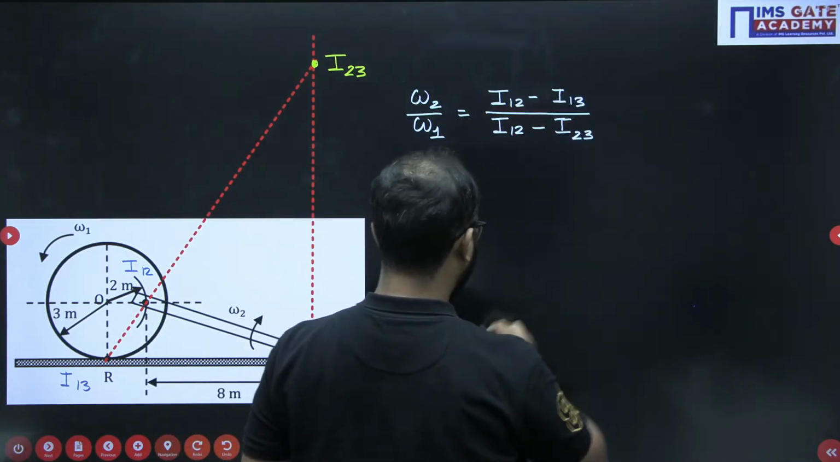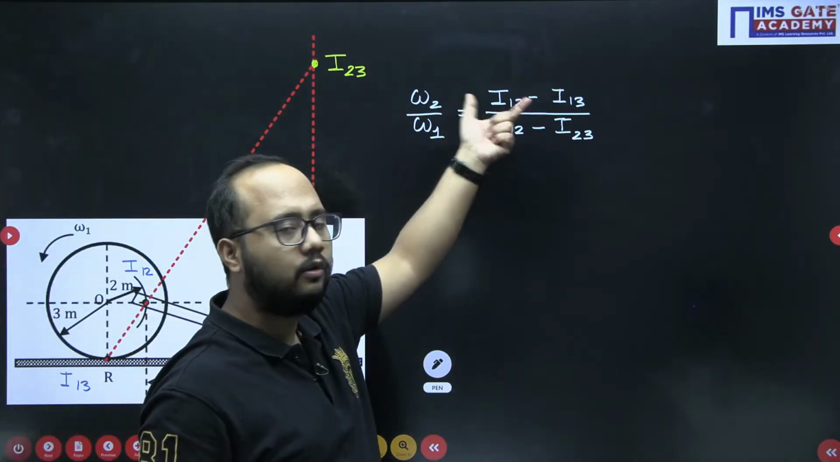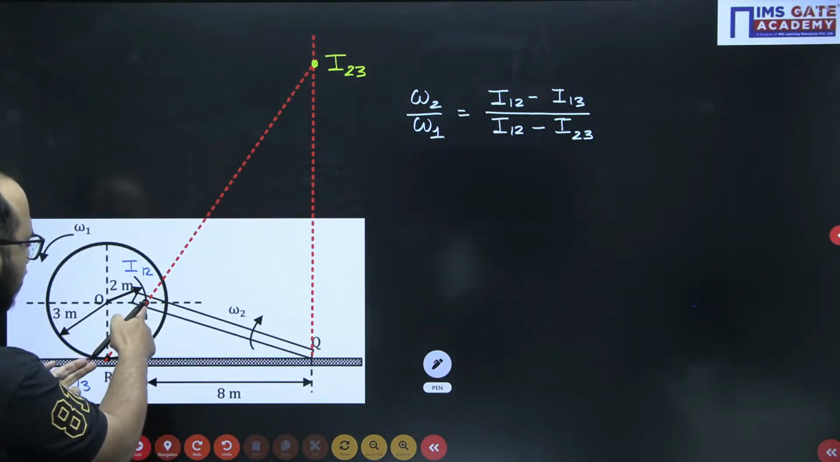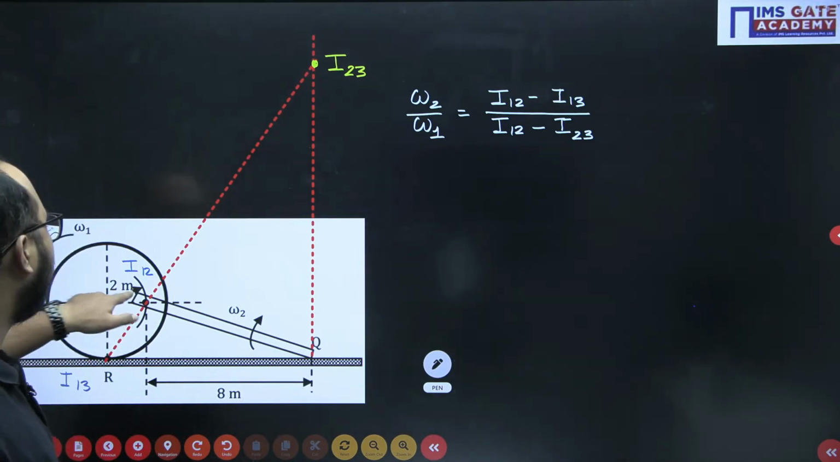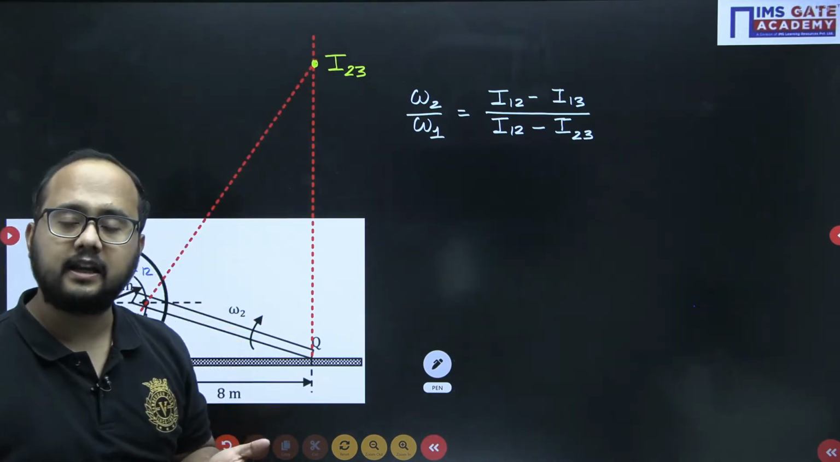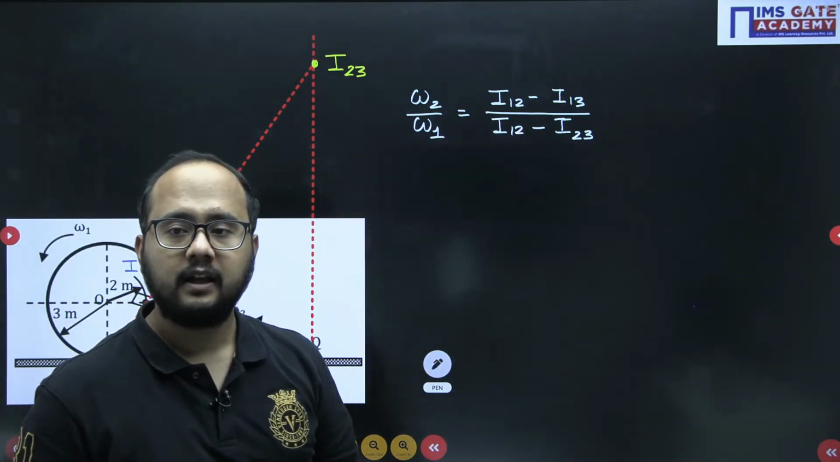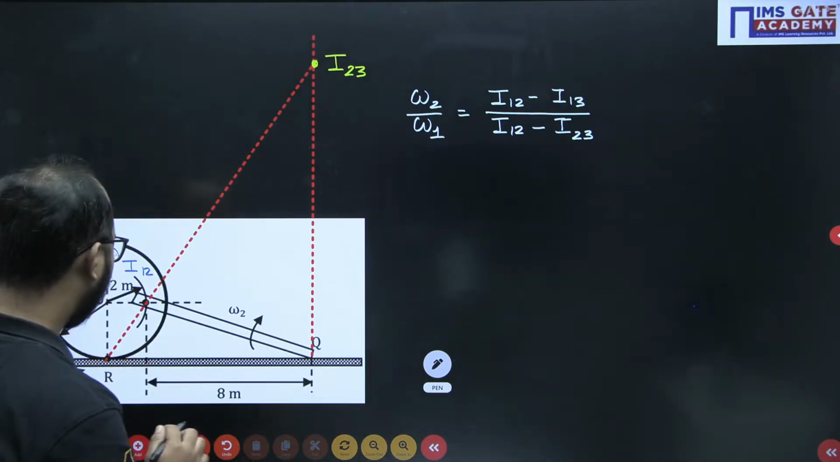Now the point is how I will know these distances, I12 to I13. What is 12? 12 is here, 13 is here. So that distance is what we need to know. Then I12 to I23. 12 is here, 23 is here. Again, these ratios of distances we need to find. How to find that ratio of distance? Very important. So what I will do here, see.